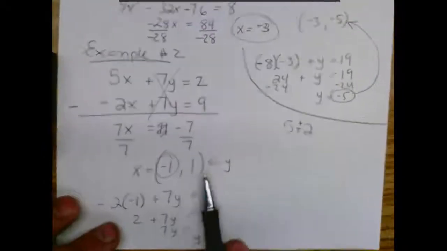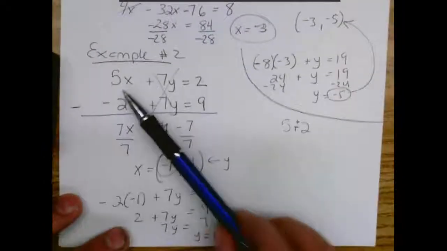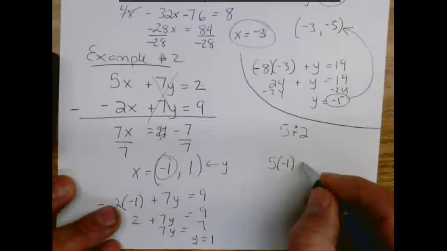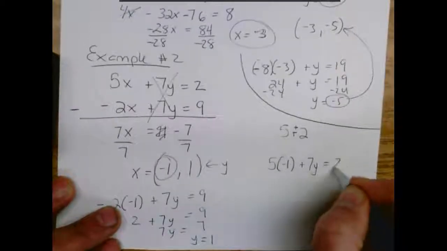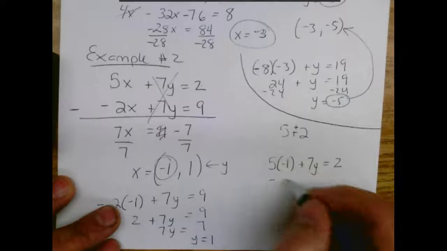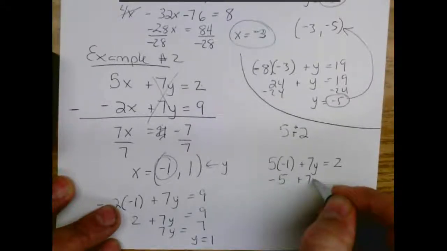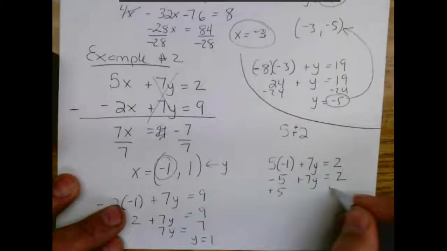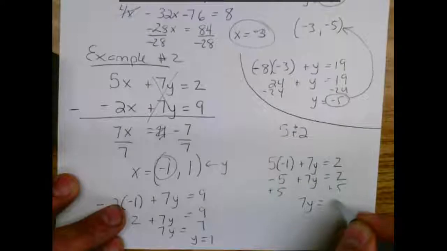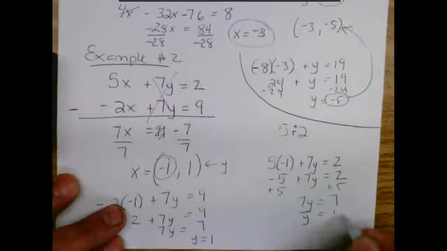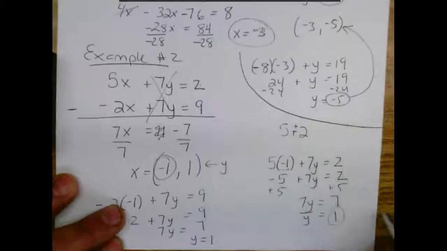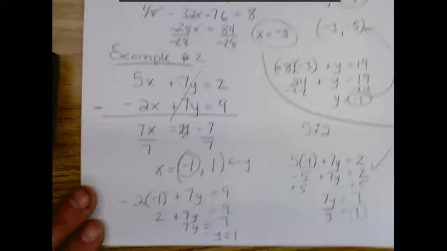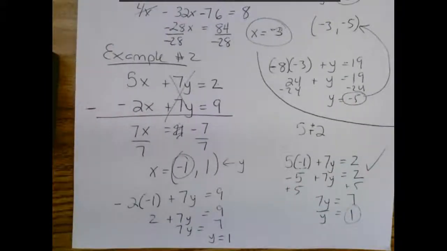So let me just plug in the other one up here to make sure it works. So we'll just do x again. 5 times negative 1, that's x, plus 7y equals 2. 5 times negative 1 is negative 5, plus 7y equals 2. Then we're going to add 5 to both sides. 7y equals 7, y equals 1. So we plugged in a negative 1 for x, we got a 1 for y, that's good. So there's two examples. So maybe let's look at one more here. Let me pause this for a minute.